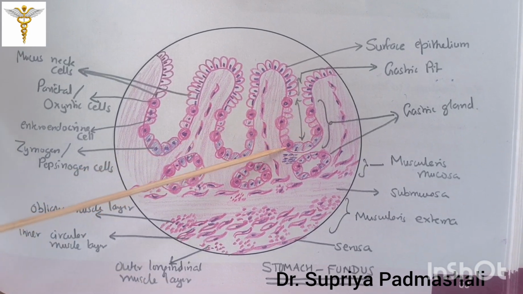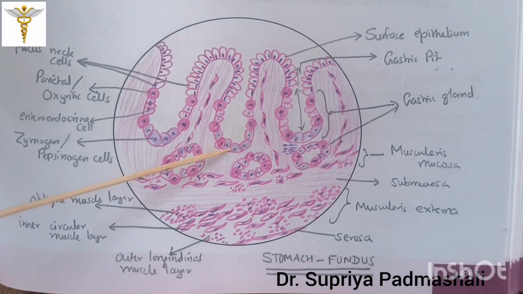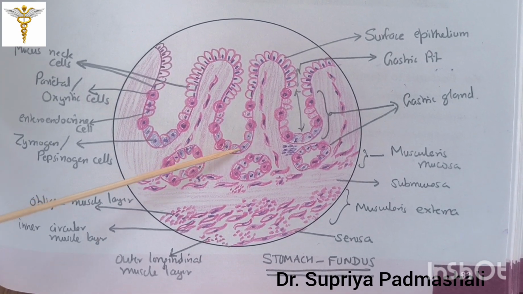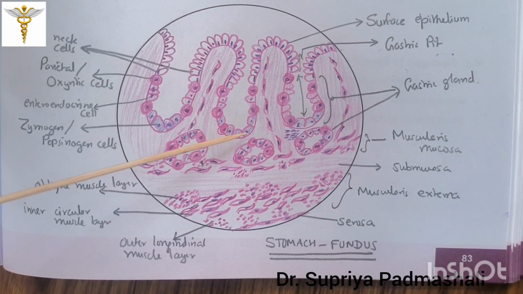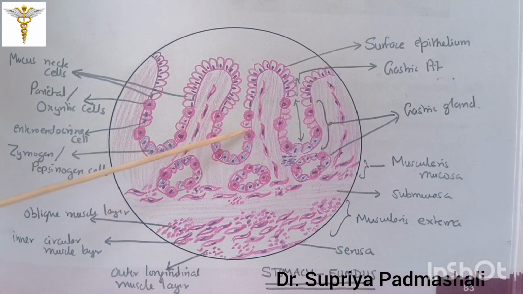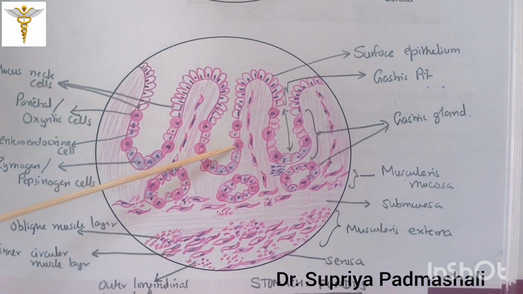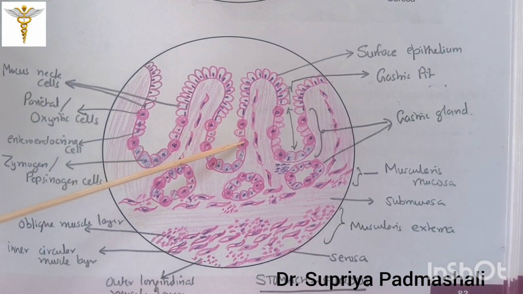And in the gastric glands, you have different varieties of cells. Like you can see here, the basal part of the gland will have more of the chief cells or the zymogen cells, which secrete pepsinogen. Then in this stem part of the gland, you can see the large globular cells which are more eosinophilic with central nucleus. These are called oxyntic or parietal cells.